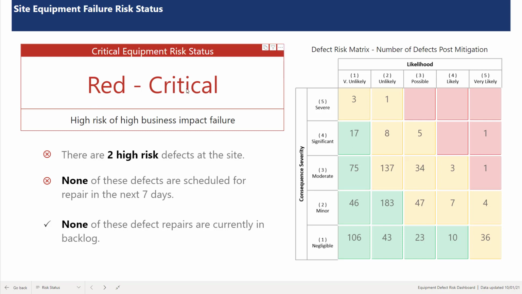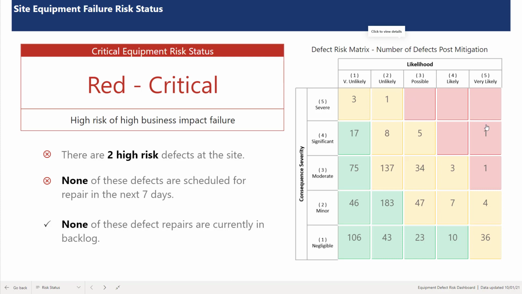This page here is going to show an overall status. And this is going to be red, orange, amber, and green. And this will change depending on the number of defects that are in the risk matrix. So this is the risk matrix here.